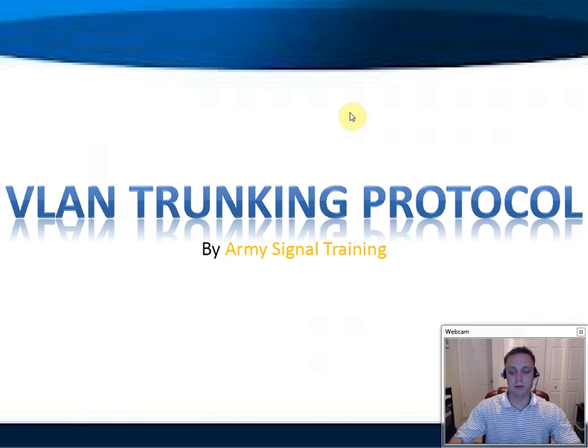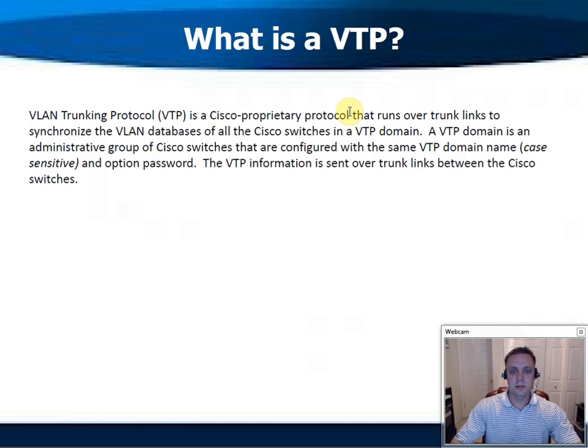the VLAN Trunking Protocol. The VLAN Trunking Protocol, or VTP for short, is a Cisco proprietary protocol that runs over trunk links to synchronize the VLAN databases of all the Cisco switches in a VTP domain. A VTP domain is an administrative group of Cisco switches that are configured with the same VTP domain name and password, and the password is optional. The VTP information is sent over trunk links between the Cisco switches.